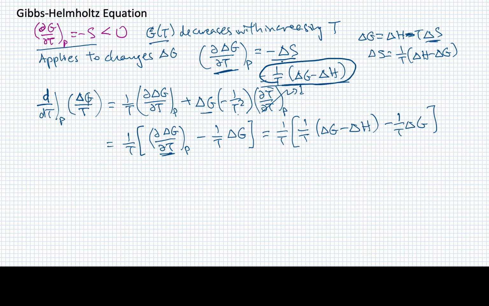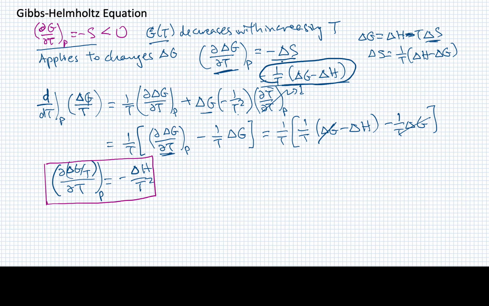So I think you can see where this is going. These two terms are going to cancel one another. So I'll end up in the end with an expression that looks like this. The derivative of delta G over T with respect to temperature at constant pressure is equal to this. And this expression that we've just developed is what is known as the Gibbs-Helmholtz equation.